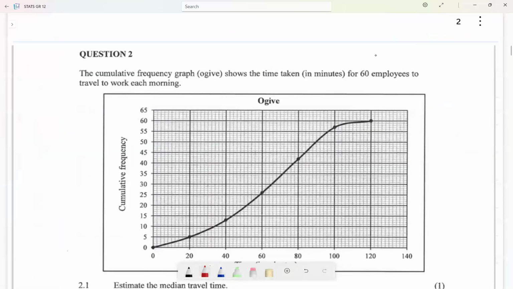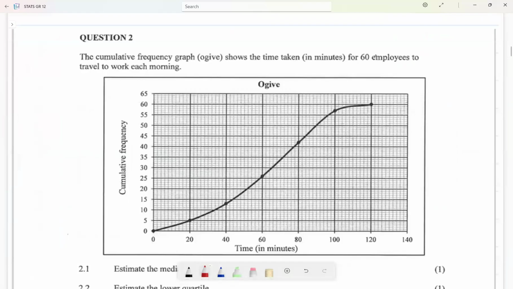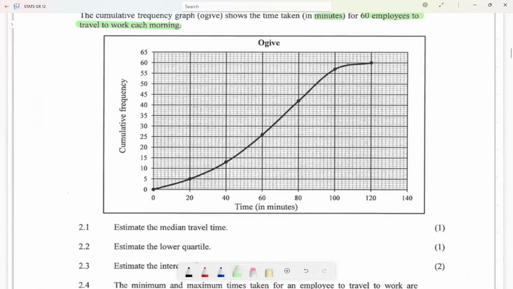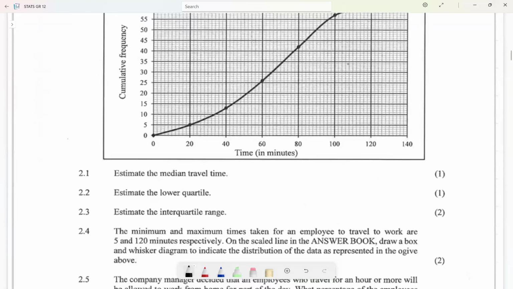It says the cumulative frequency graph, or ogive, shows the time taken in minutes for 60 employees to travel to work each morning. Okay, so let me repeat that. The cumulative frequency, which is an ogive, shows the time taken in minutes for 60 employees to travel to work each morning. Guys, estimate the median travel time.